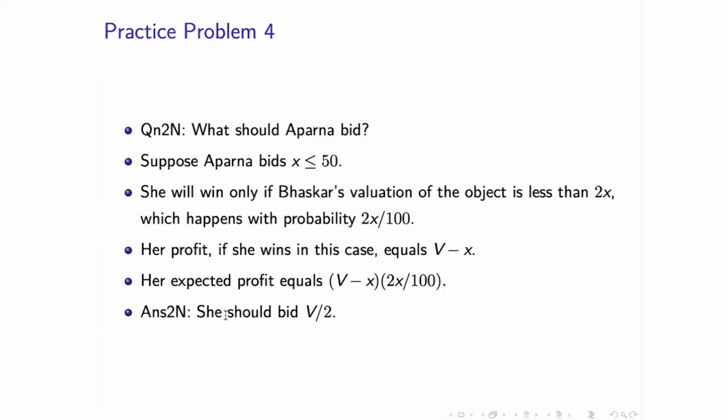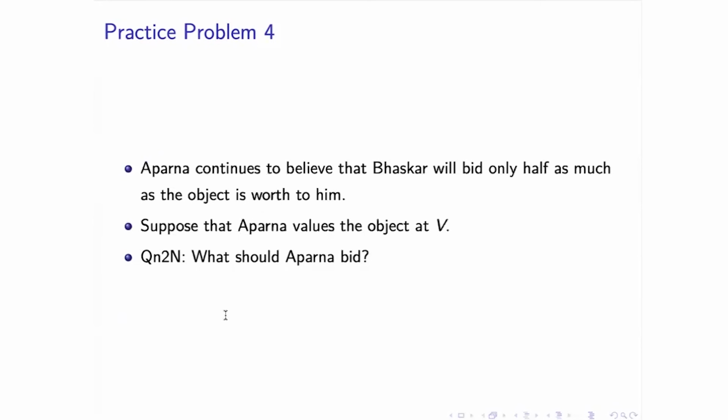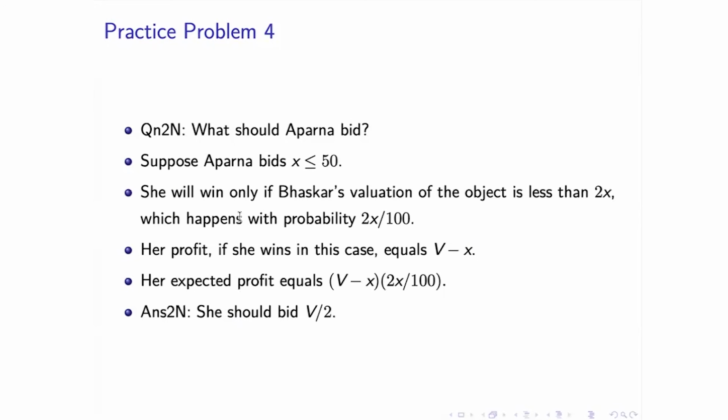So she will win only if Bhaskar's valuation of the object is less than 2X. How do we get this? This is again following from the fact that Aparna believes that Bhaskar will bid only half as much as what the object is worth. Okay, so she will win only if Bhaskar's valuation of the object is less than 2X, and this can happen with probability 2X by 100. Okay, now if she wins, what is her profit?